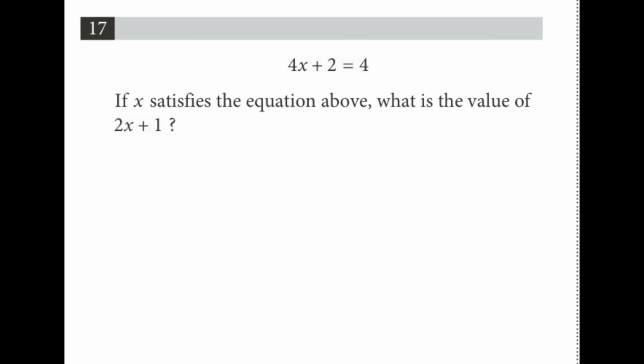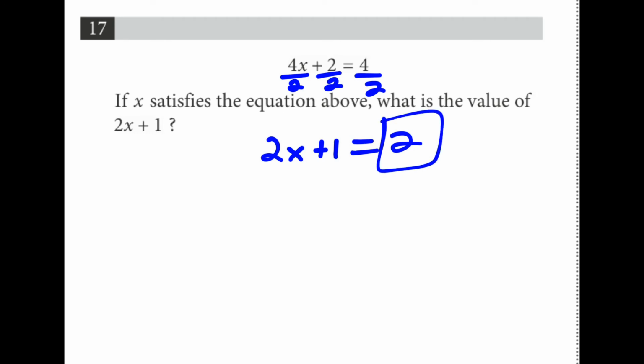For 17, you could solve for x and then plug it back in to 2x plus 1, but I noticed what happens if you divide everything by 2. You get 2x plus 1 is equal to 2, and there is your answer in one step.